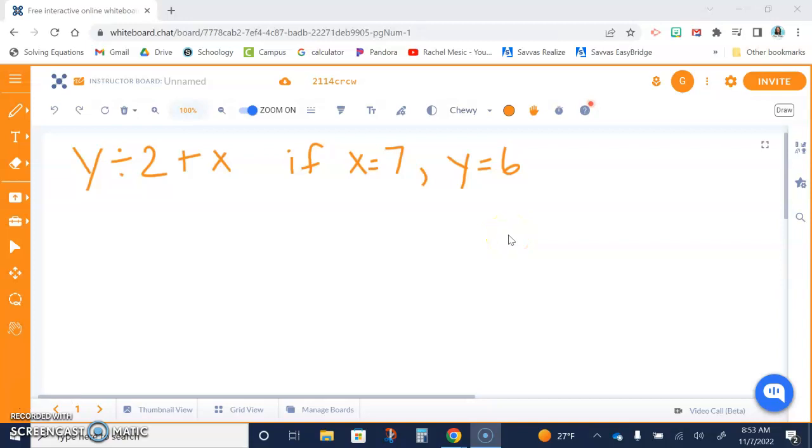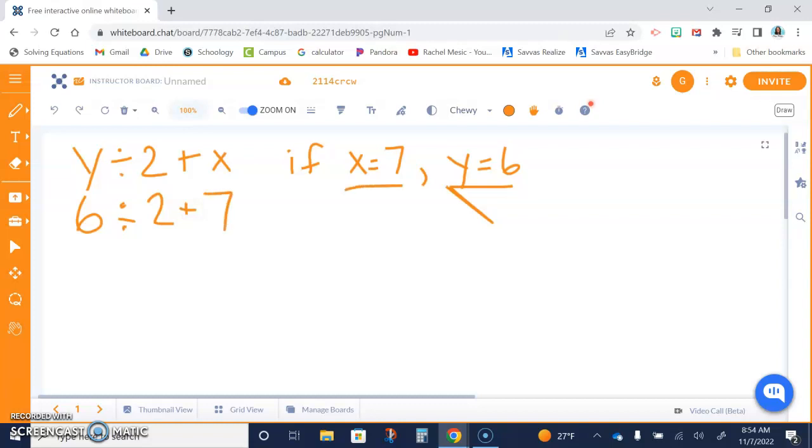Today we are going to evaluate expressions. What that means is we replace the variables with the numbers that we are given, and then we simplify using the order of operations. So we have y divided by 2 plus x. Y is 6, so we're going to rewrite that as 6 divided by 2 plus x is 7.